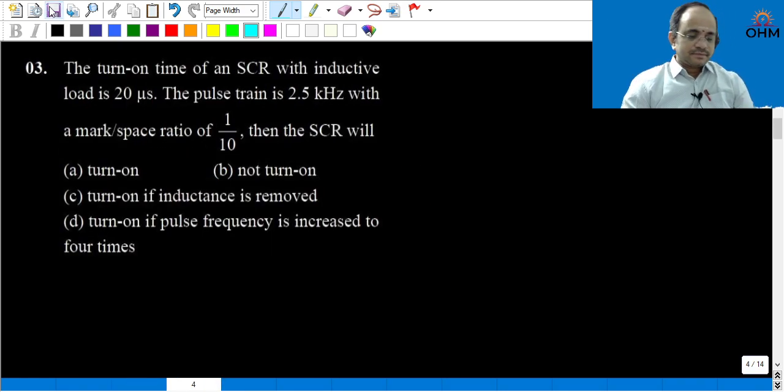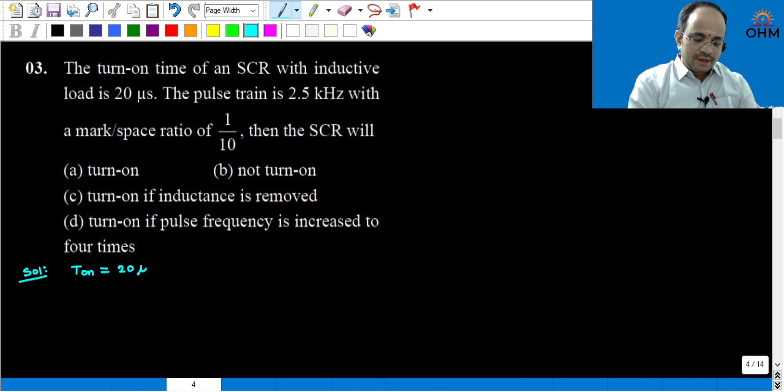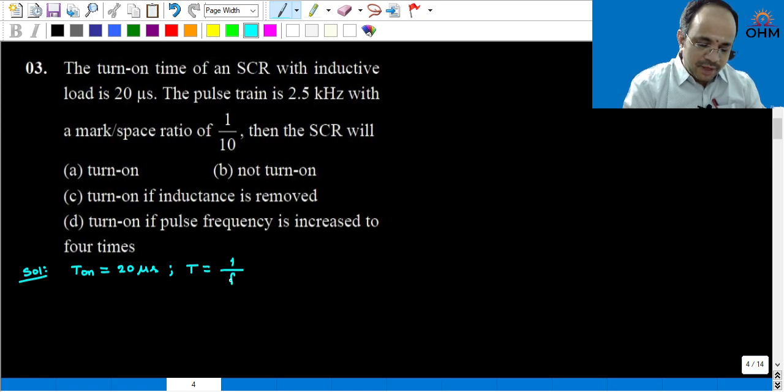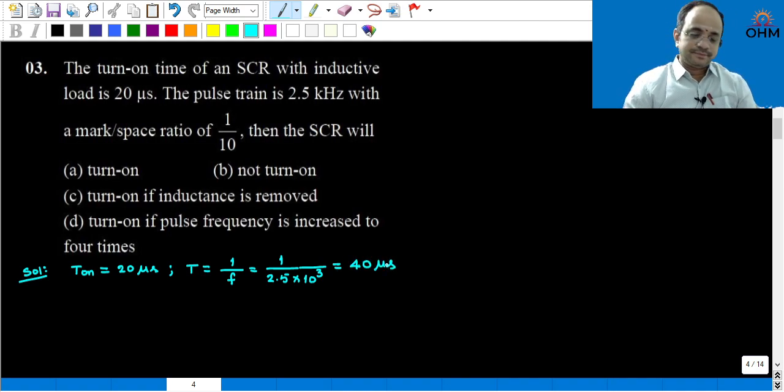Another question. The turn on time of an SCR with inductive load is 20 microsecond. So that is T on given 20 microsecond. The pulse train is 2.5 kilohertz. What do you mean by that? What is one cycle time? 1 by F, that is 1 by 2.5 into 10 power 3. So you will get this value equal to 40 microsecond.